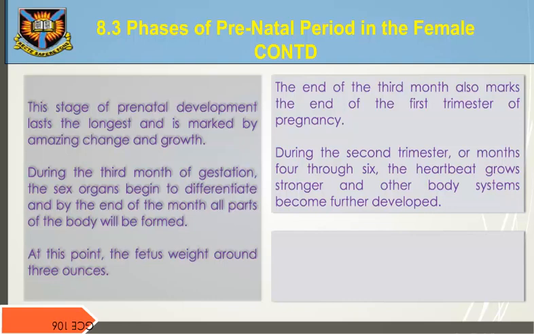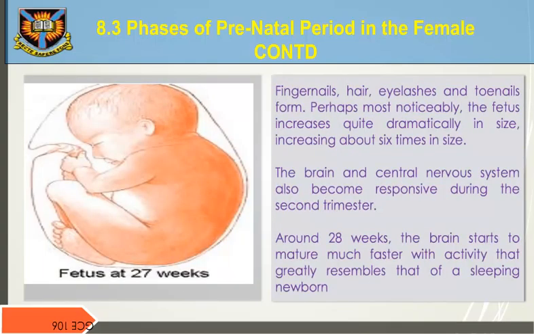During the 3rd month of gestation, the sex organs begin to differentiate, and by the end of the month, all parts of the body will be formed. At this point, the fetus weighs around 3 ounces. The end of the 3rd month also marks the end of the 1st trimester of pregnancy. During the 2nd trimester, or months 4 through 6, the heartbeat grows stronger and other body systems become further developed. Fingernails, hair, eyelashes, and toenails form. Perhaps most noticeably, the fetus increases quite dramatically in size, about 6 times.